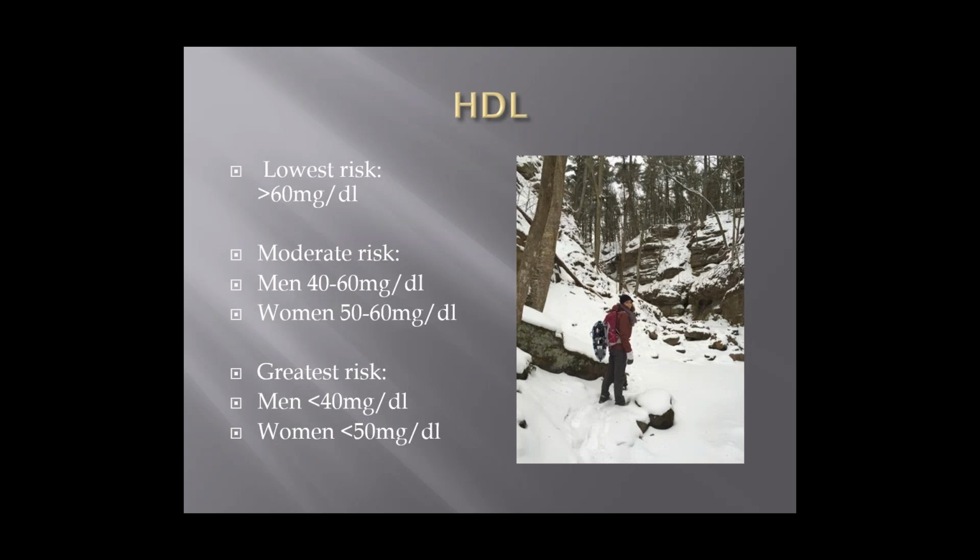So I've just listed what the ranges are for risk factor. If you look at the bottom first, the greatest risk is different for men and women. So for men, under 40 milligrams per deciliter, and for women, under 50. And then at the top of the slide, you see the lowest risk. So if you have a number, and this is both for men and women, of 60 or higher, I couldn't get the equal sign there, so 60 or higher, that's the lower risk.